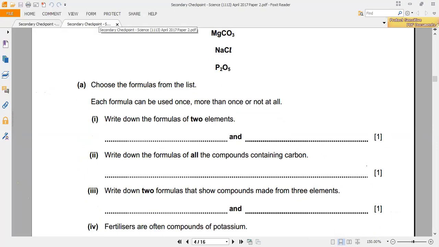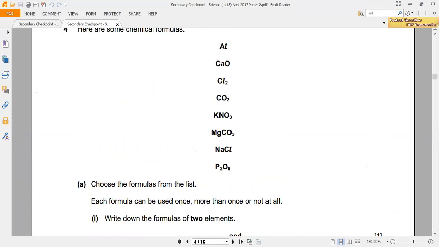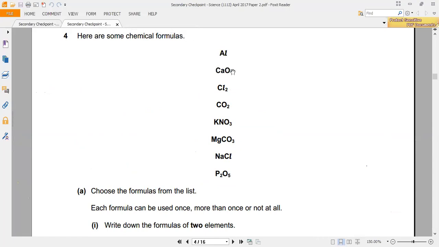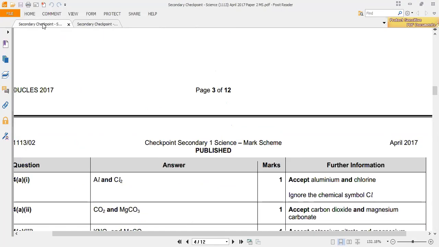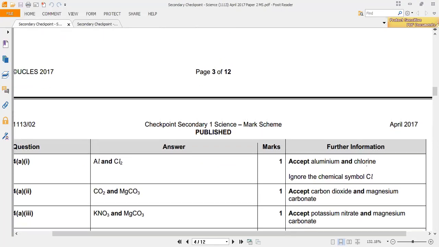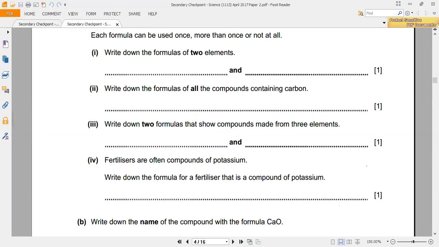Now, III. Write down 2 formulas that show compounds made from 3 elements. KNO3 is made up of 3 elements, because K is potassium, N is nitrogen, O is oxygen. Also MgCO3, because we have Mg, magnesium, C, carbon, O, which is the oxygen. KNO3 and MgCO3. Right.